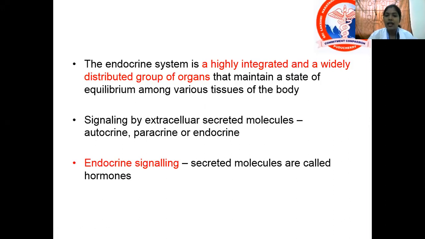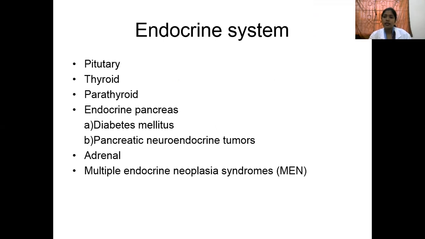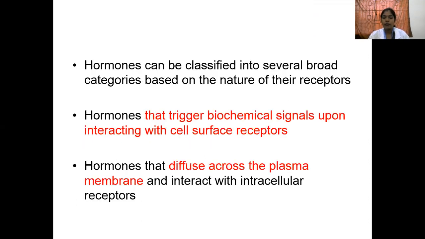So the endocrine system is a highly integrated and widely distributed group of organs that maintain a state of equilibrium among various tissues of the body, signaling by extracellular secreted molecules. It can be autocrine, paracrine, and endocrine. Endocrine signaling is mainly by the secreted molecules, which are called hormones. The endocrine system mainly comprises the pituitary, thyroid, parathyroid, endocrine pancreas, adrenal, and we are also going to deal with some of the MEN syndromes, multiple endocrine neoplasia syndromes.